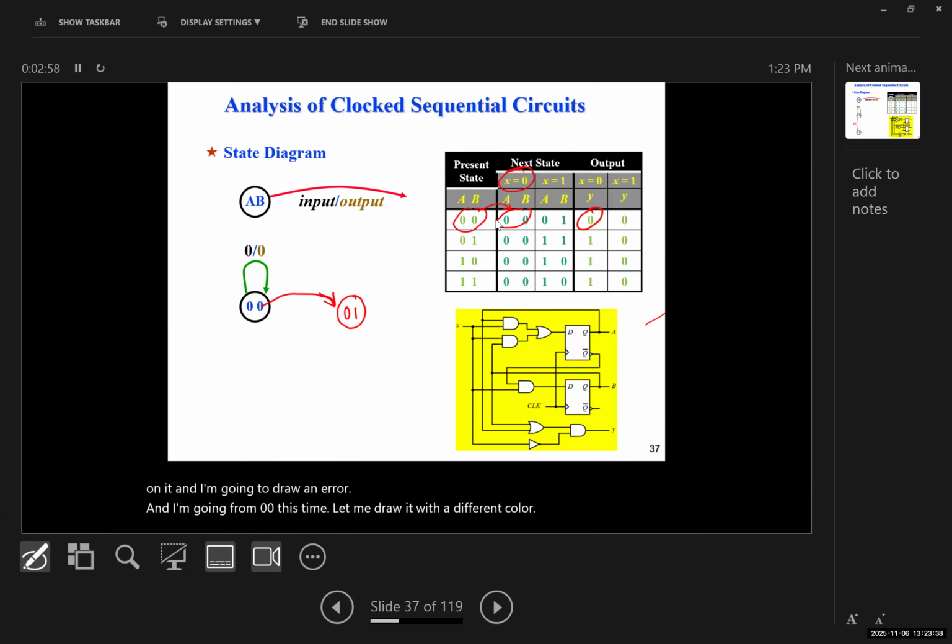Now, for the next transition, I want to go from 0, 1 back to 0, 0. If I want to go from 0, 1 to 0, 0, what is my input? The input is 0, X is 0. And what is the output when X is 0? 1. So this would be 0, 1. Now, for the next transition, I'm going from 0, 1 to 1, 1.